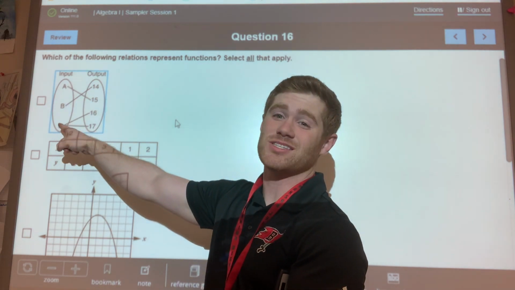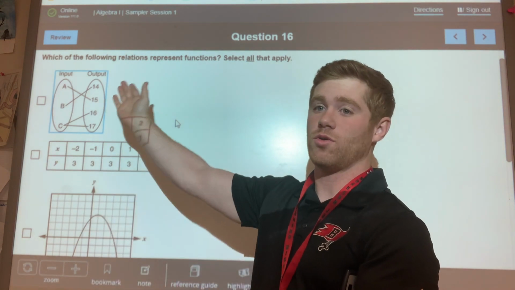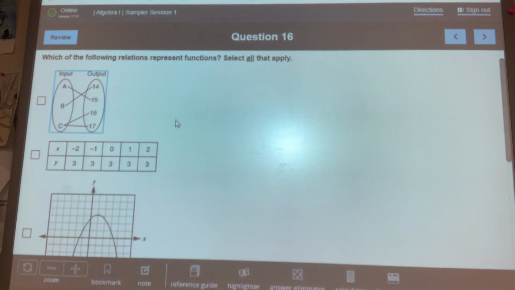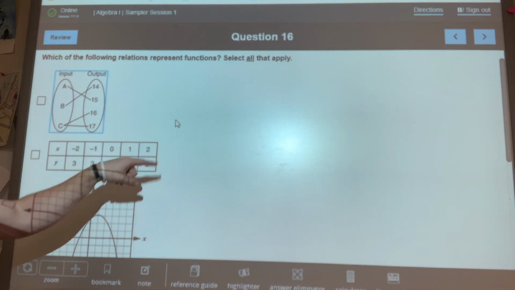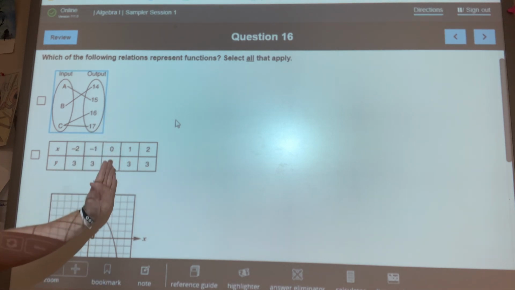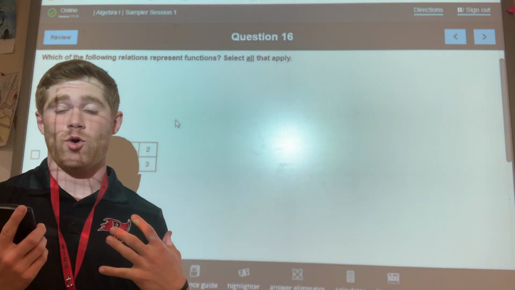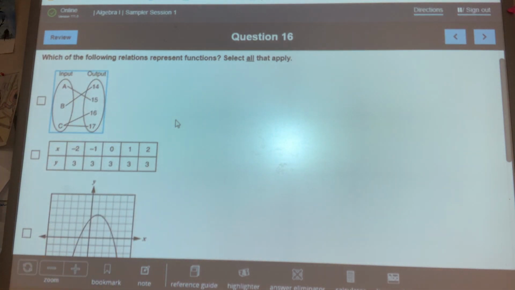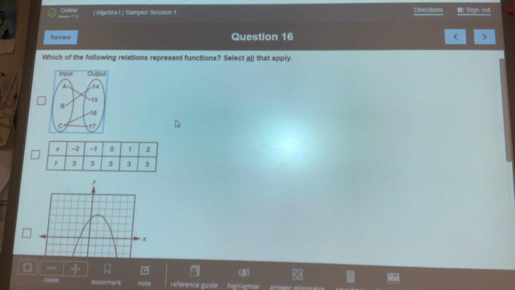We say, uh-oh, C, not cool. C is with 16 and 17, so this one is not a function. If we look at the next group, this one is a function because all of our x's are dating exactly one y. It's okay that they're all dating the same y. We just can't have multiple of the same x's dating different y's. So we say that one is true.